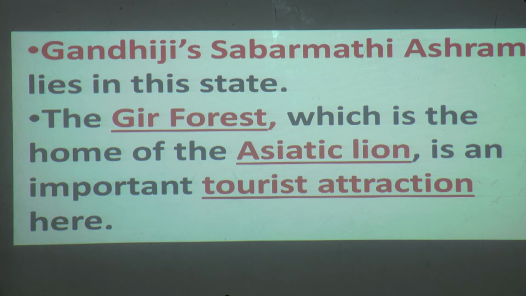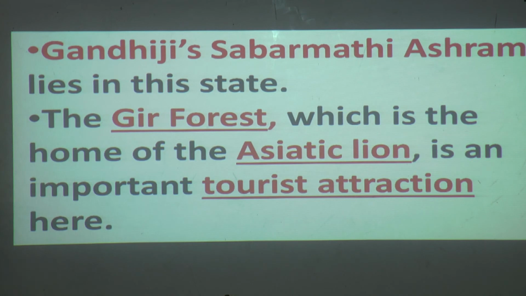How many types of islands are there? Yes, two types of islands. What are they? Tell me now, on the Bay of Bengal side, which islands are there? Which side is the Bay of Bengal? East side. What do we have here? Andaman and Nicobar Islands. Very good students.